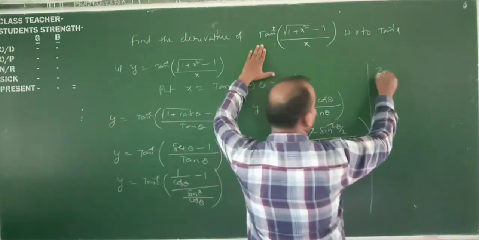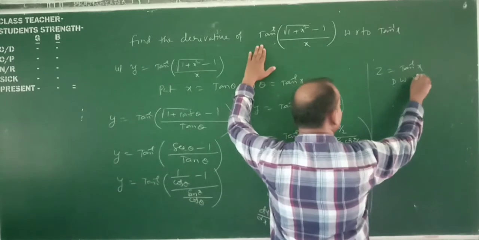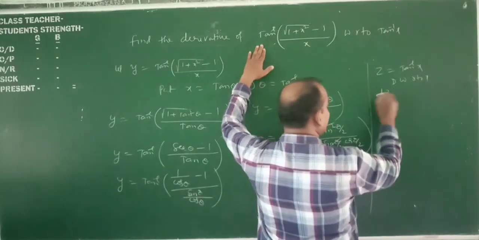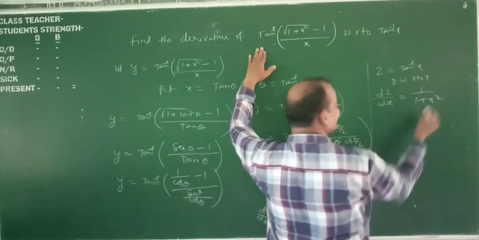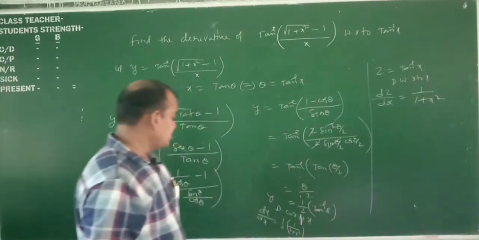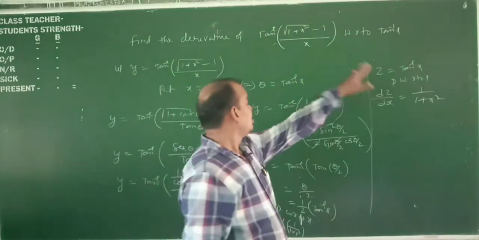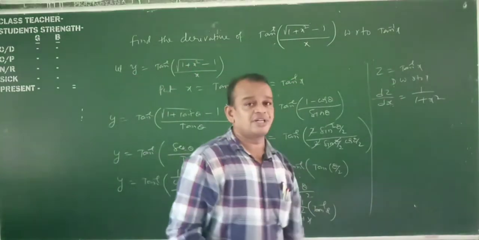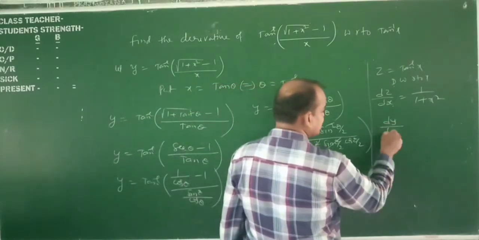Now we will go to z. What about z? z is equal to tan inverse of x. Differentiating with respect to x, dz by dx is equal to the derivative of tan inverse of x, which is 1 by 1 plus x square. Now what happened? This is dy by dx, that is dz by dx. This function is y, this function is z. The derivative of y with respect to z, dy by dz, is what we want.